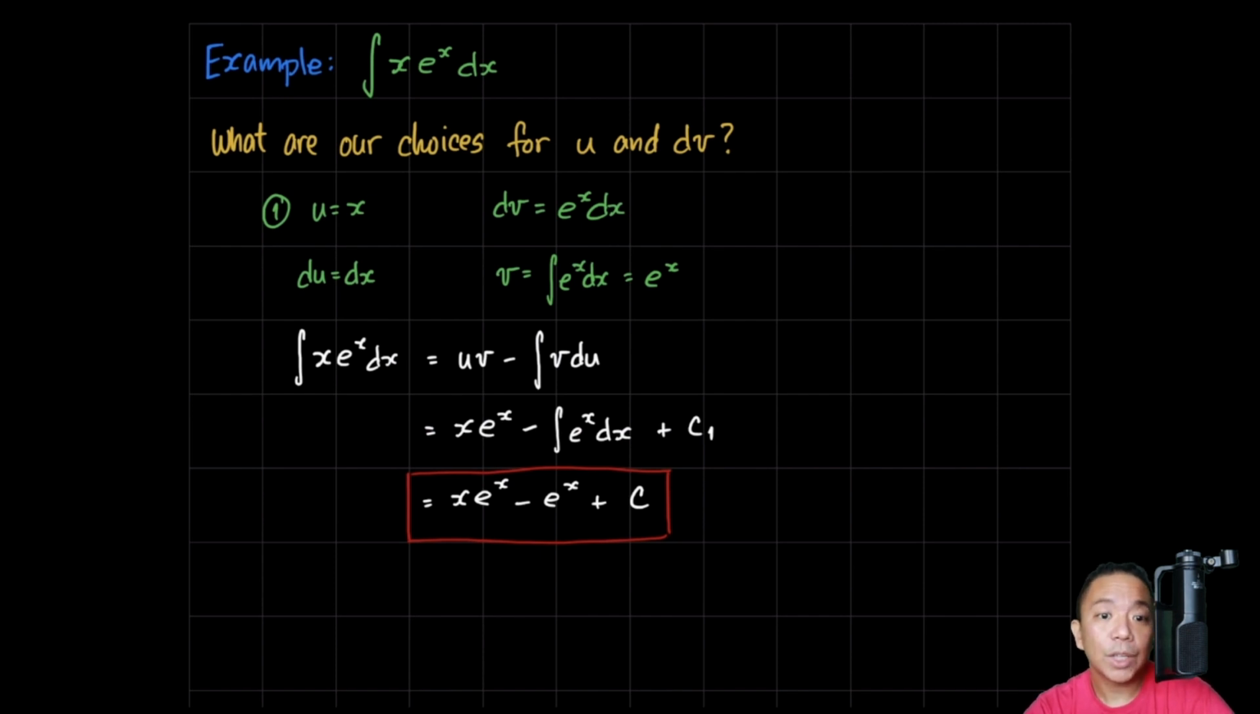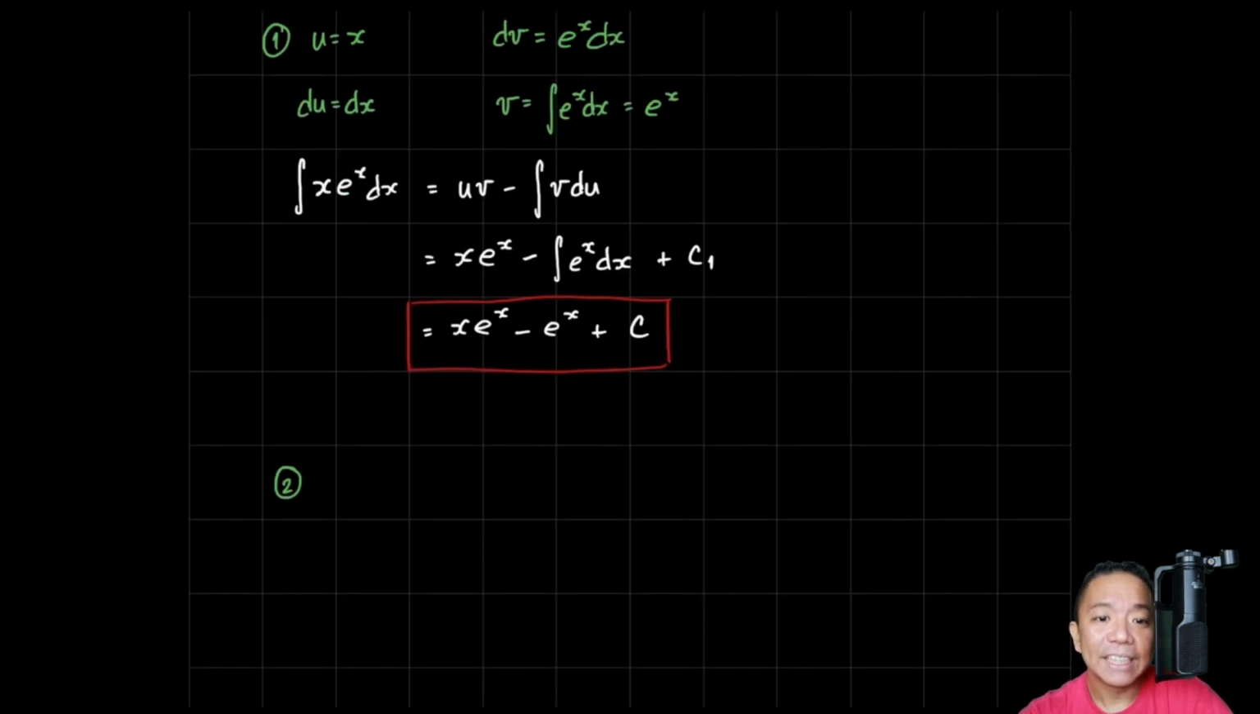So yung next question natin ngayon ay paano kung iba yung pinili nating functions for u tsaka for dv. Now let's try what will happen kung iba yung pipiliin natin. So in our second case, ang pipiliin kong u ay e raised to x. So everything that is left, yung x tsaka yung dx, that will have to be dv.